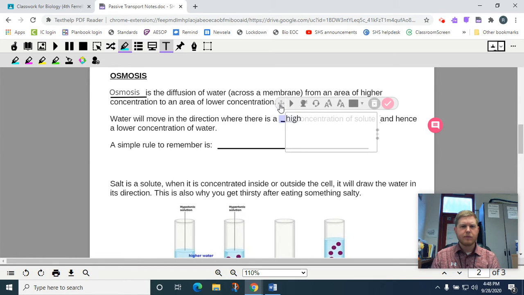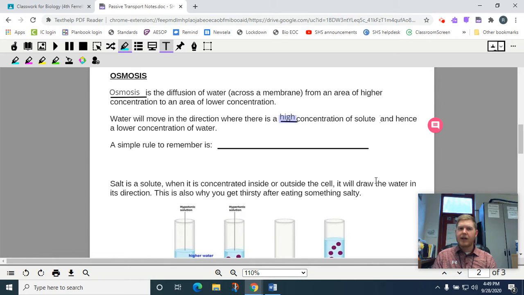But a lot of times we don't have just water. Especially in the body, there's all sorts of stuff, different chemicals or salts. So water is going to move in the direction where there is a high solute concentration, so a lower concentration of water. If we think about salt water, like the ocean, and it's very salty, like 70% salt, the rest of it's going to be water. So there's more salt in there than there is water.